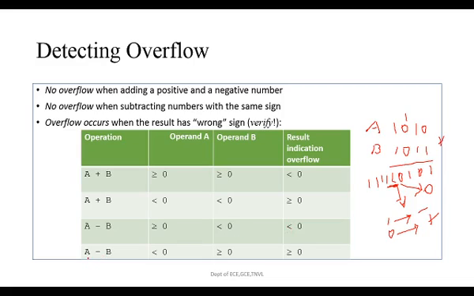And see this, A minus B. Here operand A is less than 0, operand B is greater than or equal to 0, but the result indicating the overflow is greater than or equal to 0. Actually it should be less than 0. So this is overflow. Hope you have understood.